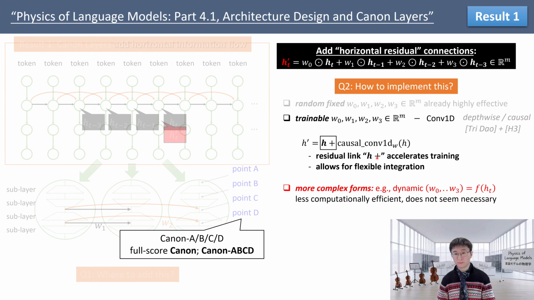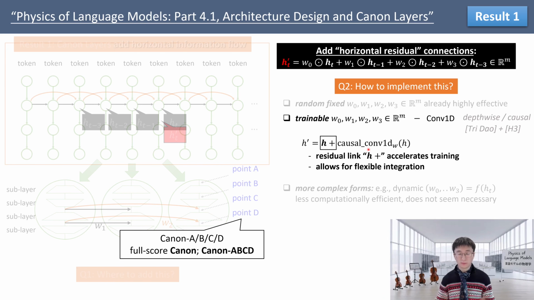But you don't have to stop here. You can, for instance, consider more complex forms of the Canon layers, like making the weights dynamic, for instance some learnable functions on top of the hidden states, using maybe low-rank computation or some gated computation and so on. This is definitely less computationally efficient, and I tried it a little bit at smaller scale; it doesn't seem very necessary to me. So today I'm going to mostly focus on the simple version, because I want to advocate that in general, the more Canon layers you add, the better, as opposed to making those Canon layers more complicated in practice.